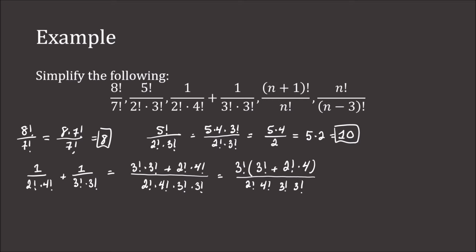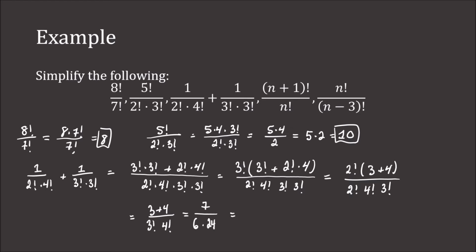Now one of those 3 factorials will cancel out, and from the numerator we can also factor out a 2 factorial. We'll be left with 3 plus 4 over 3 factorial times 4 factorial. We cannot simplify any further, so 3 plus 4 is 7. Now, 3 factorial is 6, and 4 factorial is 6 times 4, which is 24. So we get 7 over 144.